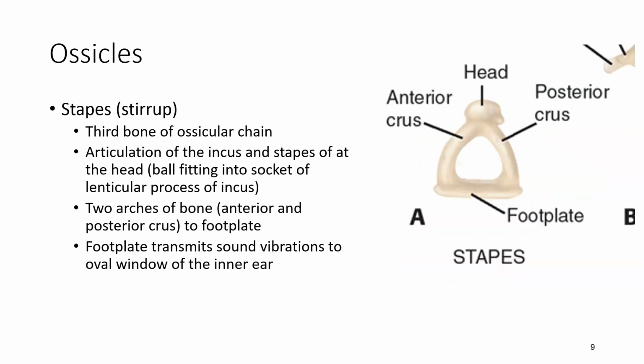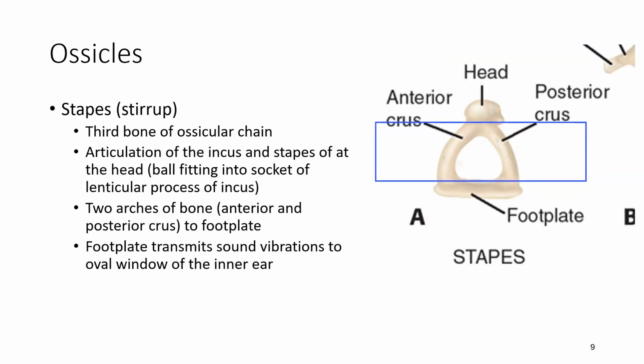The stapes, or stirrup bone, is the last bone in the ossicular chain. The articulation of the incus and the stapes is at the head, a little ball that fits into a socket that's on the lenticular process of the incus.